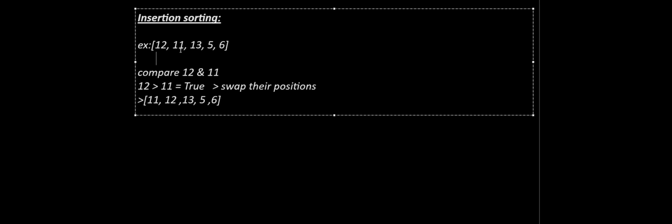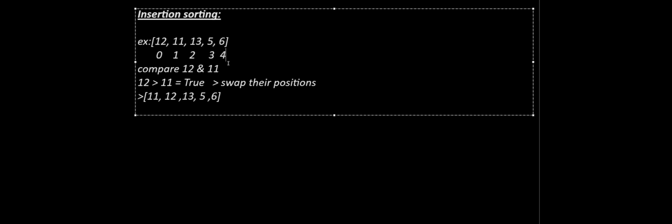What is the zeroth index element? Zeroth index element is 11, first index element is 12, second index element is 13, third index element is 5, and fourth index element is 6.